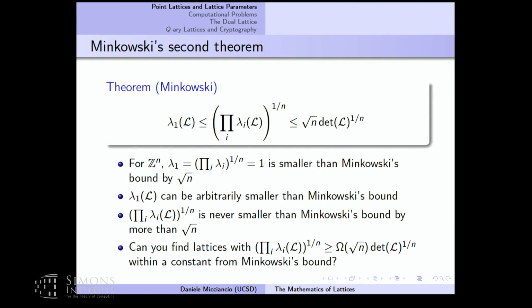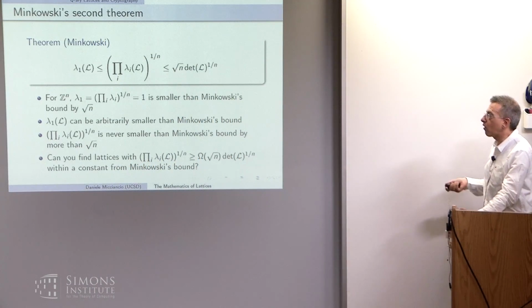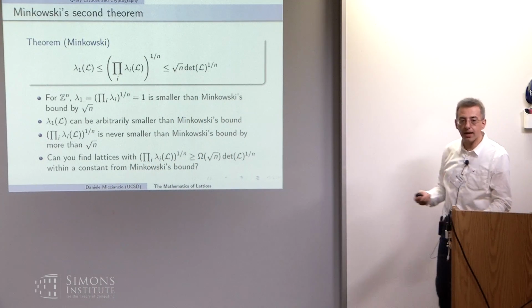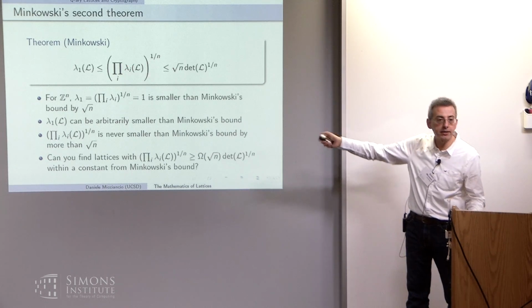Now, this theorem of Minkowski sometimes is called the first theorem of Minkowski. There's a second theorem. I'm sure he proved more than 2 theorems, but these are the standard names, and probably these were not the very first 2 theorems that he proved. But the second theorem is a strengthening of the first one that says that this quantity, square root of n times the root determinant of the lattice, is not only an upper bound on lambda 1, but it is an upper bound on the geometric mean of all the successive minima.